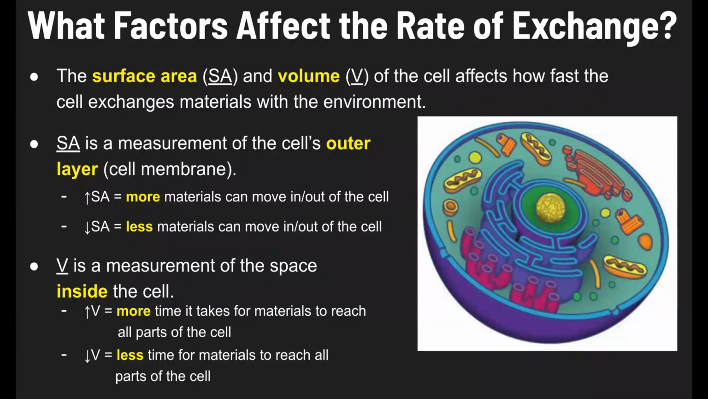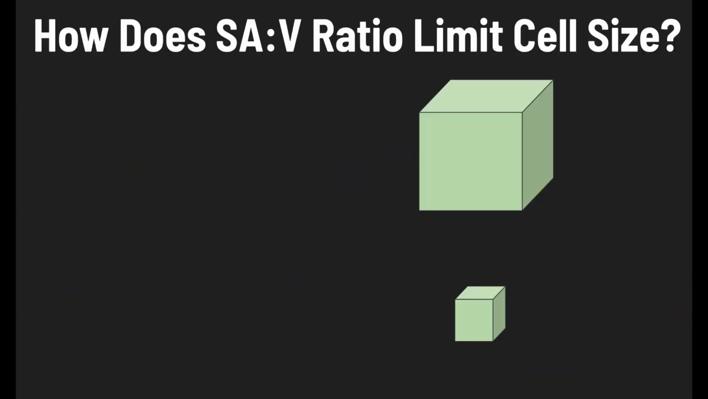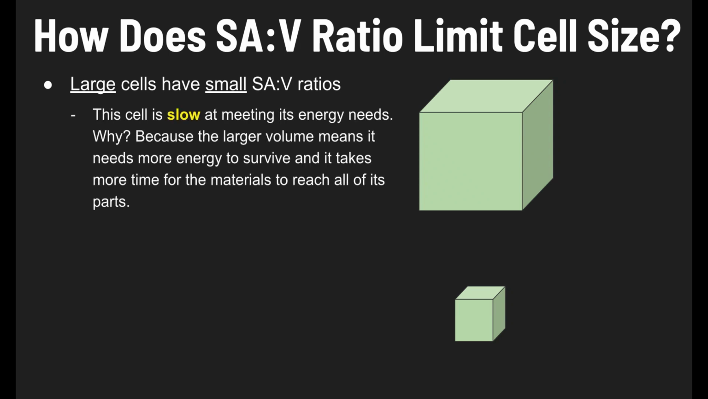Okay, so those are the factors that affect the rate of exchange, surface area and volume, and I told you what a larger and smaller surface area does and what a larger or smaller volume does. So how exactly do surface area and volume, specifically the ratio between the two, limit the size of the cell? Well, here's the big idea. Large cells have small surface area to volume ratios. And here's what that means.